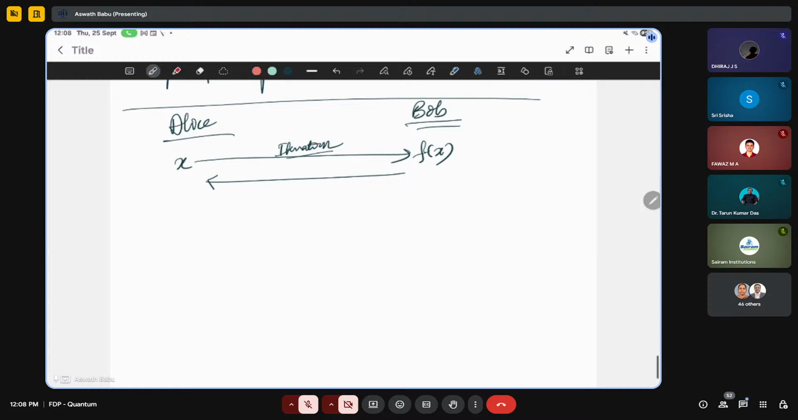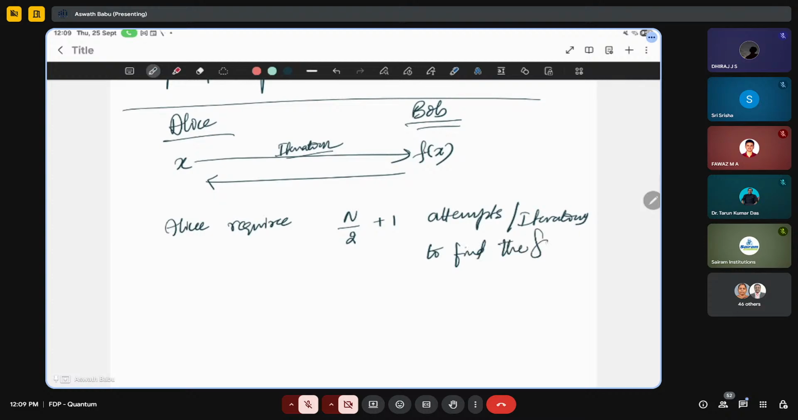Okay, so on any given day, if the data size is n, Alice would be needing n by 2 plus 1 attempts or iterations to find whether the function is balanced or constant. Okay, that many attempts are required for Alice. So on the worst day, she would be needing this.